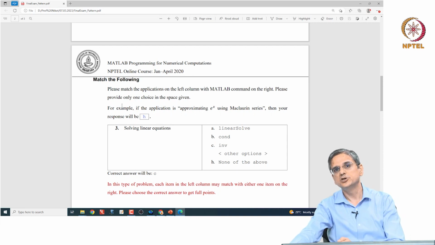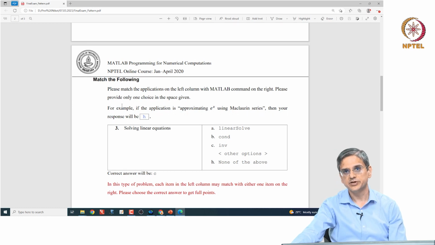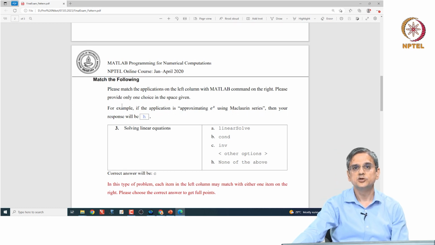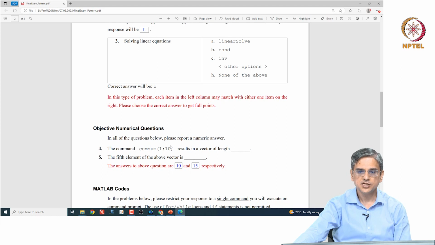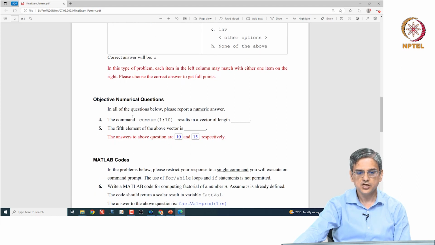On the right hand side, you will get MATLAB commands that you can use. On the left hand side, you will get basically the application corresponding to the MATLAB command. For example, solving linear equation, you can use the inverse command in order to solve the linear equation, and therefore your answer for question number 3 is going to be C. Next, you will have numerical type of questions. Numerical type of questions will be based on the MATLAB commands. So, if this is the MATLAB command, what do you expect?